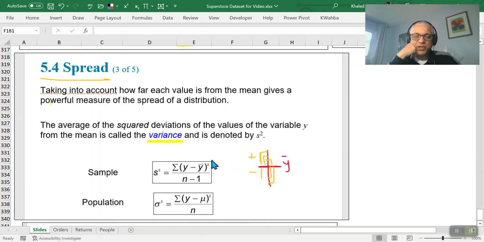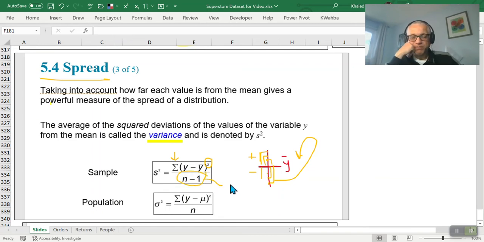For that reason, we use this square to get rid of the negative. So every point here will be squared. If we square them all and take the summation, the summation symbol sigma, and divide by n minus 1. This is n minus 1.